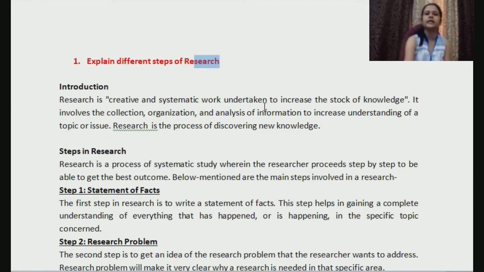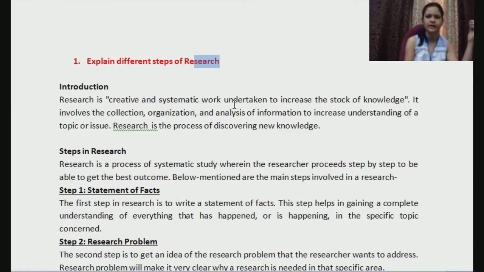So you can give one intro that research is creative and systematic work undertaken to increase the stock of knowledge. Maybe you already have some little idea regarding the criminal justice system in India, but you want to widen it. You want to increase the stock of knowledge that you have. How will you do that? In a creative and systematic way. You cannot just pick up a book and start reading it, pick up a newspaper and start reading it. That's not how it works.